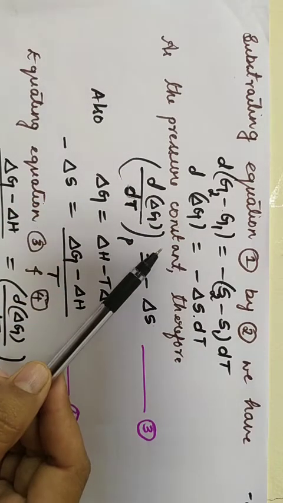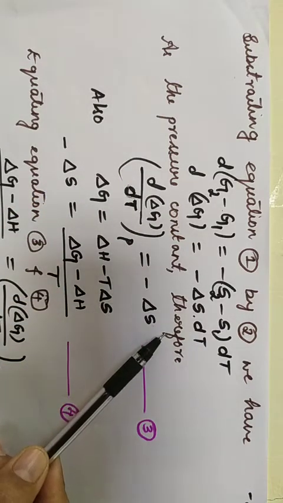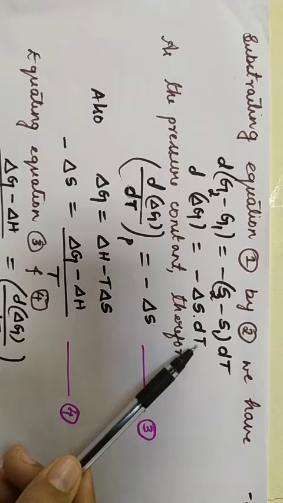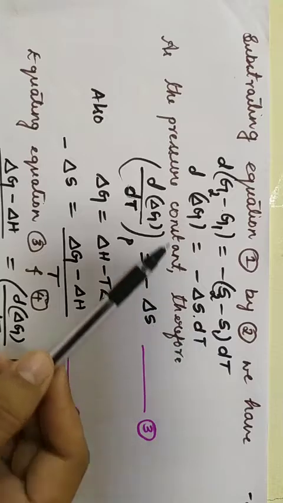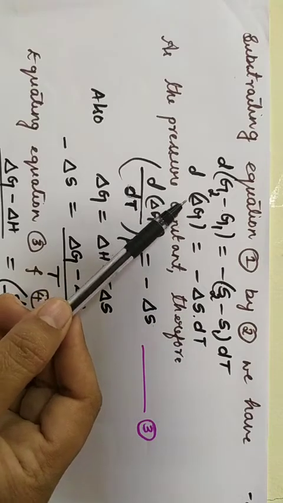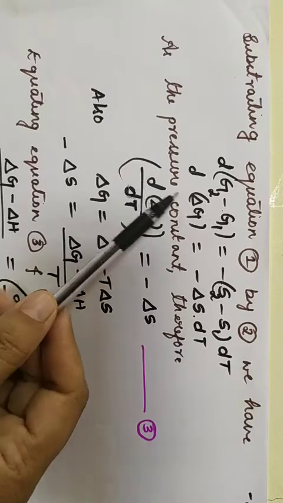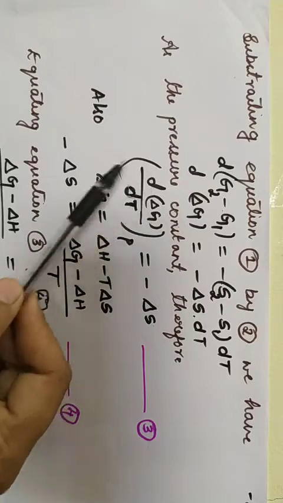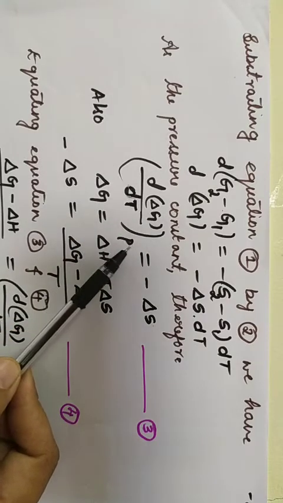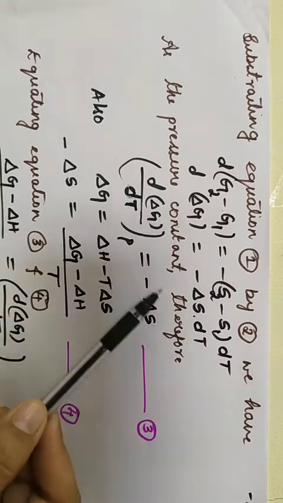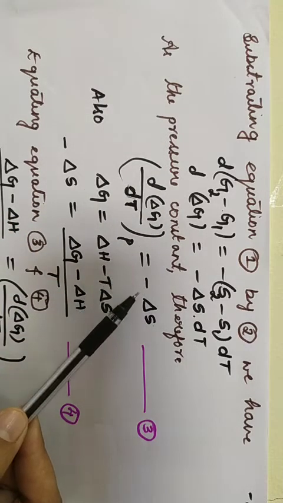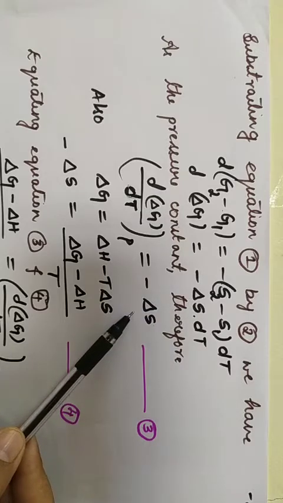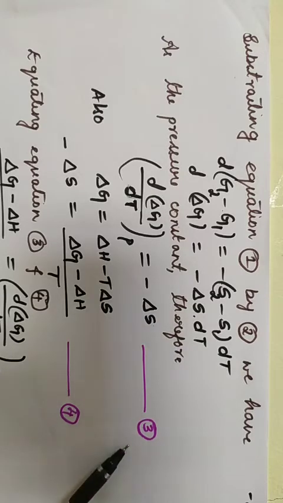Now as the pressure is constant, we can rearrange the same expression, and you have to bring the term dT towards the left hand side to the denominator. Then we have d by dT of delta G at constant pressure. Why is it taken as constant pressure? Because in this process the pressure is kept constant, is equal to minus delta S. So this is taken as equation number 3.